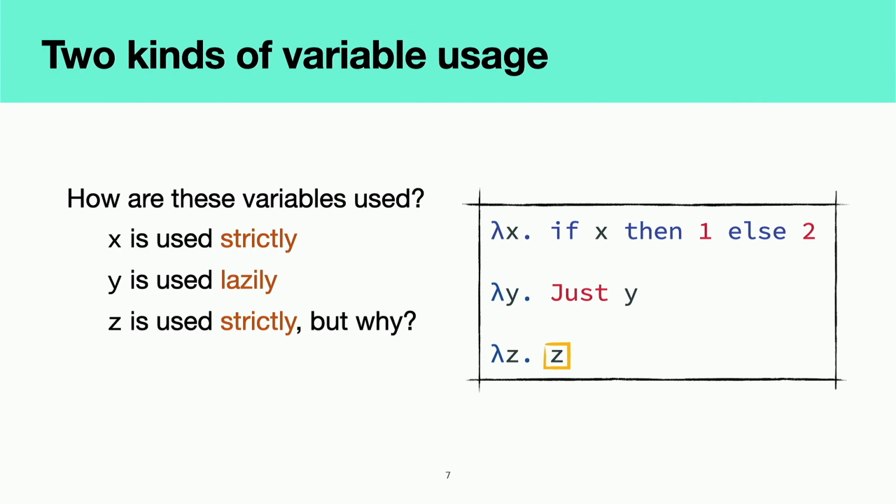Lastly, however, we have the identity function. And, well, the intuition that we have so far doesn't quite work here. It's going to be important for later that this is considered a strict usage of the variable z, but the idea that we have so far doesn't quite tell us why this should be so. And in order to understand this, we're going to need to take a step back and connect our usage-based definition of strictness with our evaluation-based one from earlier.